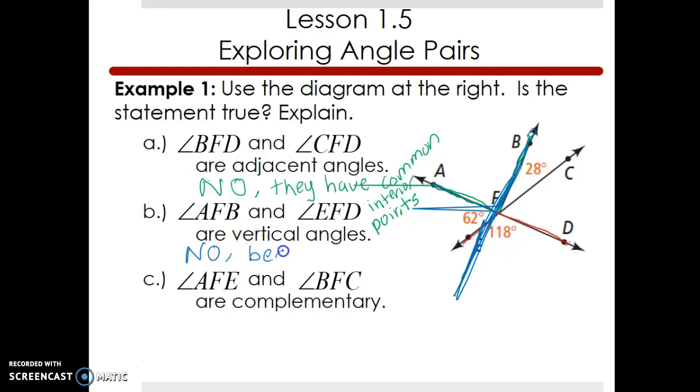No, because ray FB and ray FE are not opposite rays. They have to be opposite rays, so they have to be making a straight line.